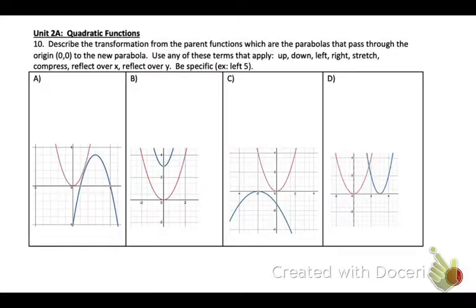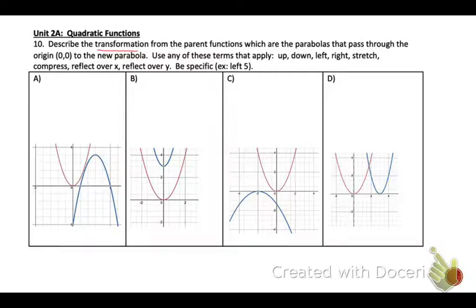In number 10, you need to describe the transformations from the parent function, which are the parabolas that pass through the origin (0, 0), and they are the red ones, to the new parabola, which are the blue parabolas. And so you want to use any of the terms that apply. So if the graph is shifting up, down, left, right, if it's a stretch, that means it's narrower. If it's a compress, that means that the new one is wider. And if it's a reflection, either over the x-axis or the y-axis.